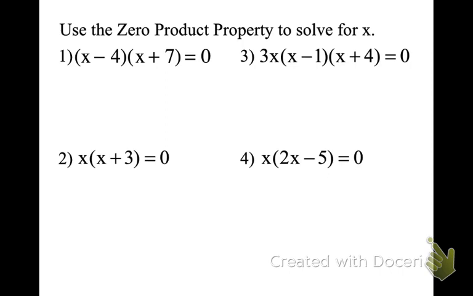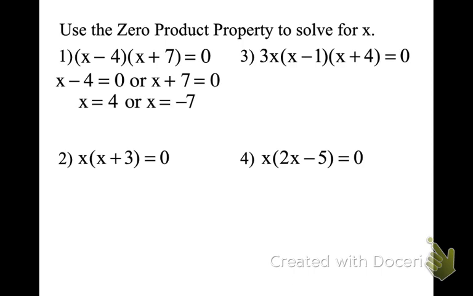Let's pause and see if you can solve these on your own. Pause the recording. Okay, let's see. So we take each factor, x minus 4 and x plus 7, and set them equal to 0. It's already factored for us. There's nothing for us to do. So now we just have to get those x's alone.